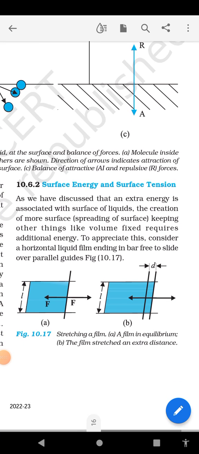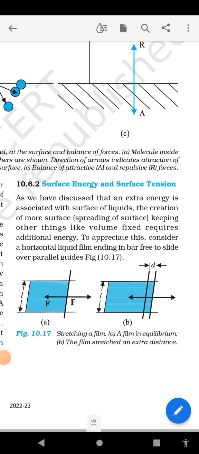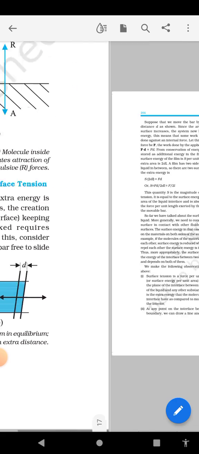Surface energy and surface tension. As we have discussed, an extra energy is associated with the surface of a liquid. The creation of more surface, keeping other things like volume fixed, requires additional energy. To appreciate this, consider a horizontal liquid film ending in a bar, free to slide over parallel guides.